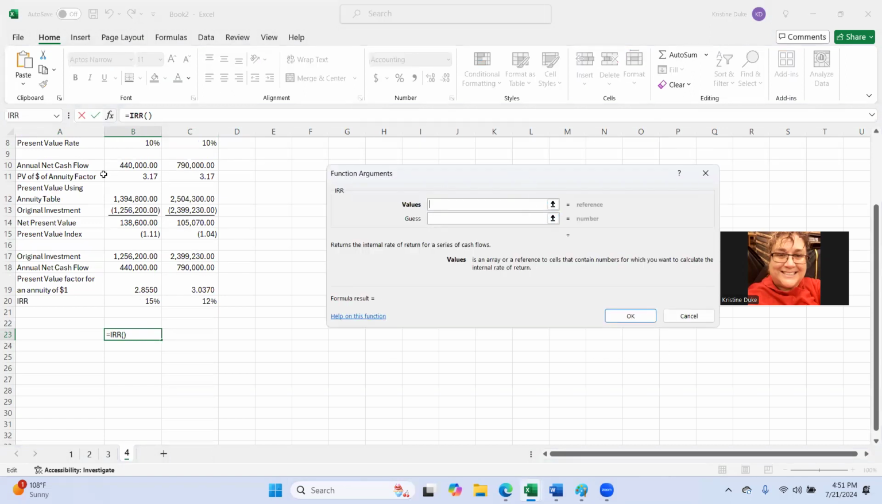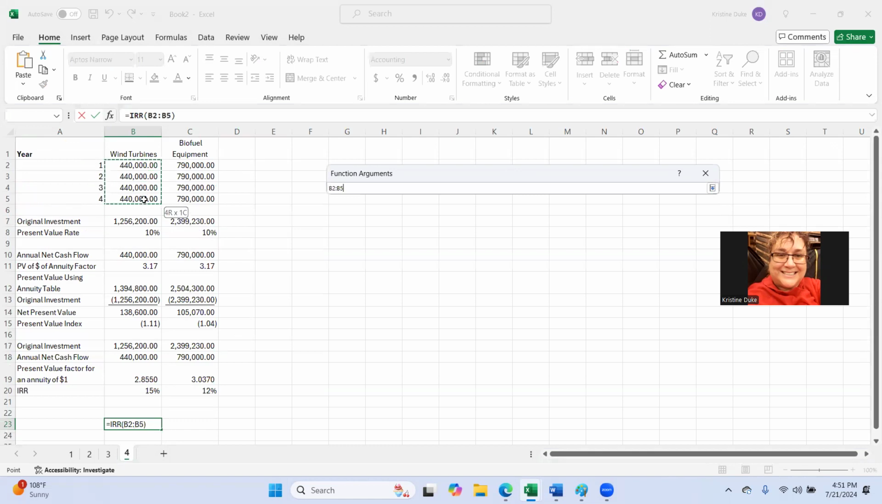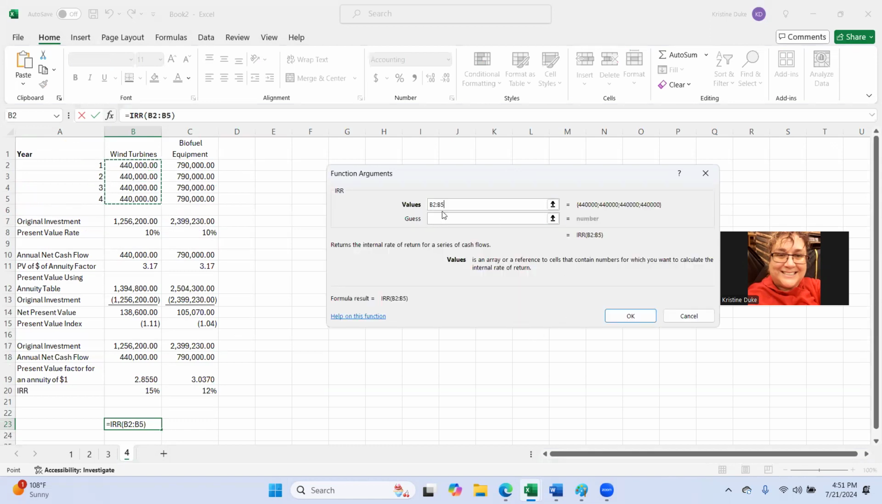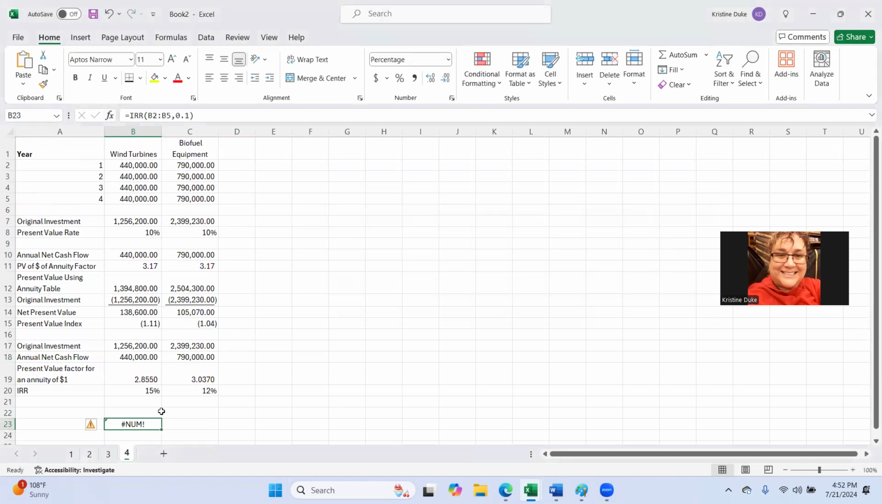Okay, so values. What are my values? My values are going to be this amount right here. And returns it for a series of cash flow. And okay, so what is it supposed to be? It's supposed to be 10%. So let's go 0.1. Okay, gave me some weird number. I don't like that. And we're supposed to be. Maybe I just put 1 in there. Nope. I am not good at this.